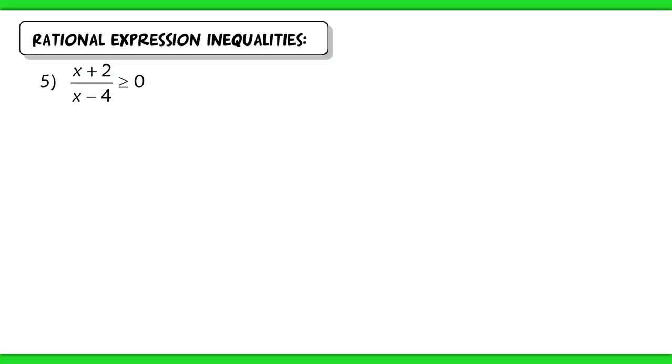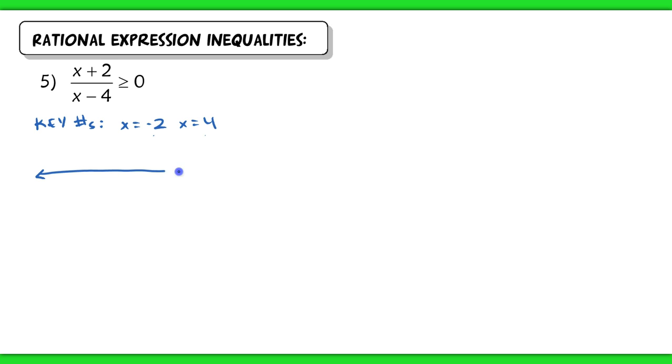Okay, number 5 is our first rational expression inequality. What's nice about this one, it's already factored for us, so right away I have key numbers here. And remember, key numbers are restrictions on your domain as well as roots. So in this inequality here, if I set it equal to 0, then I get a root at x equals -2. But I also have a restriction in the domain, x cannot equal 4 either, right? So these are my key numbers here at -2 and 4.